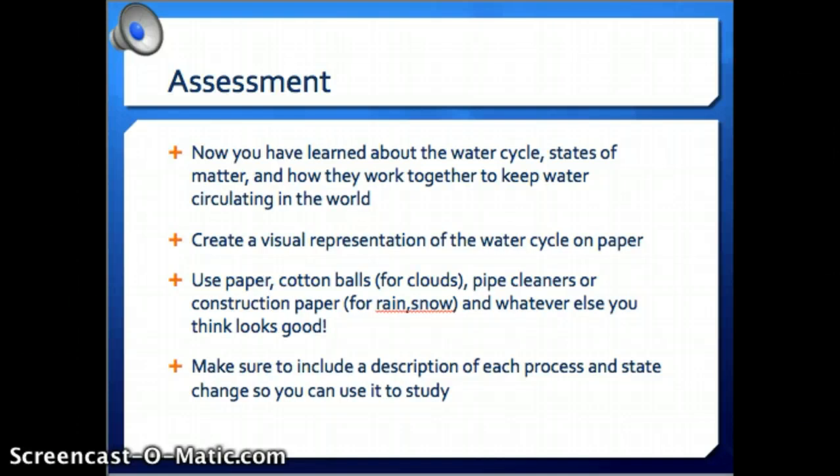Congratulations! You've now learned how to incorporate two very important concepts in science. You will now create a visual representation of the water cycle on paper. Make it colorful and be creative. Use props for the different stages of the water cycle. For example, clouds can be made with cotton balls, and raindrops can be made with pipe cleaners, and so on. Do not forget to include a short description of each process and where water changes state in the cycle.